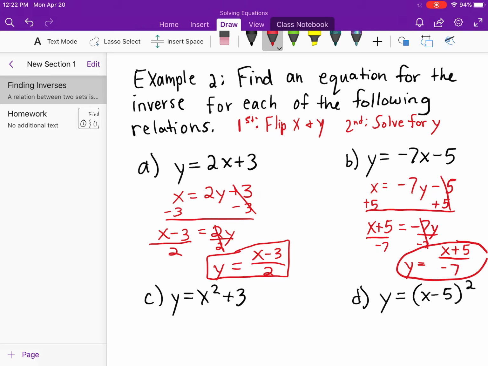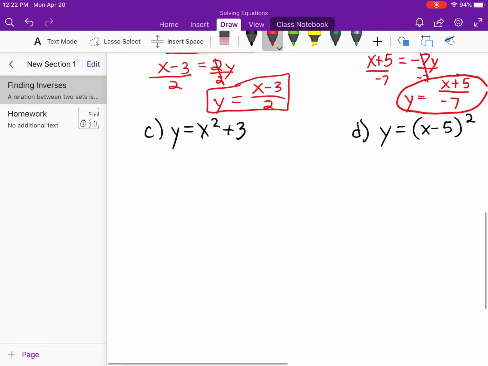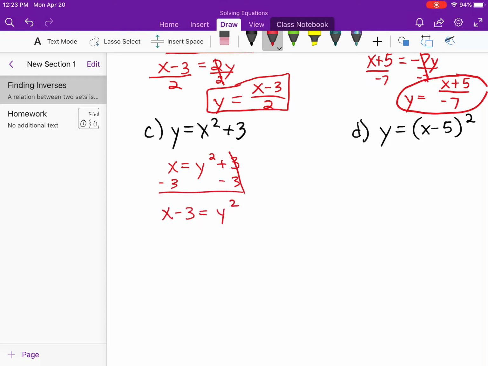So far, so good. Let me scroll this up. Just keep following along. Same exact steps. Starting out by switching the x and y. But now I've got some squareds in here, but I don't want the squareds to throw you off. Just make this x equals y squared plus 3. Now we're still solving for y. I think before we left school, we were dealing with radicals and stuff like that, so this might look a little familiar. Then subtract 3 from both sides, so this would be x minus 3 equals y squared.